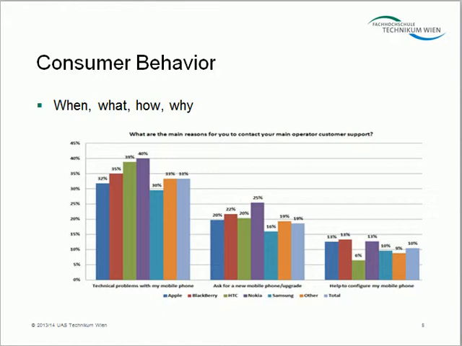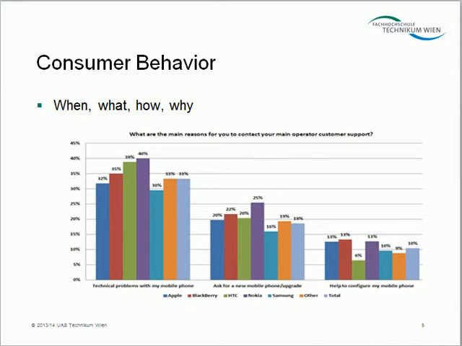Okay, and we can see that in every part, Apple has a better or worse situation. For example, in the first diagram, we can see technical problems with my mobile phone. Apple has 14% of customers, and Samsung only has 33. This shows Samsung has a better situation than Apple. But for a new mobile phone, we can see Apple has a better percentage of sales than Samsung.